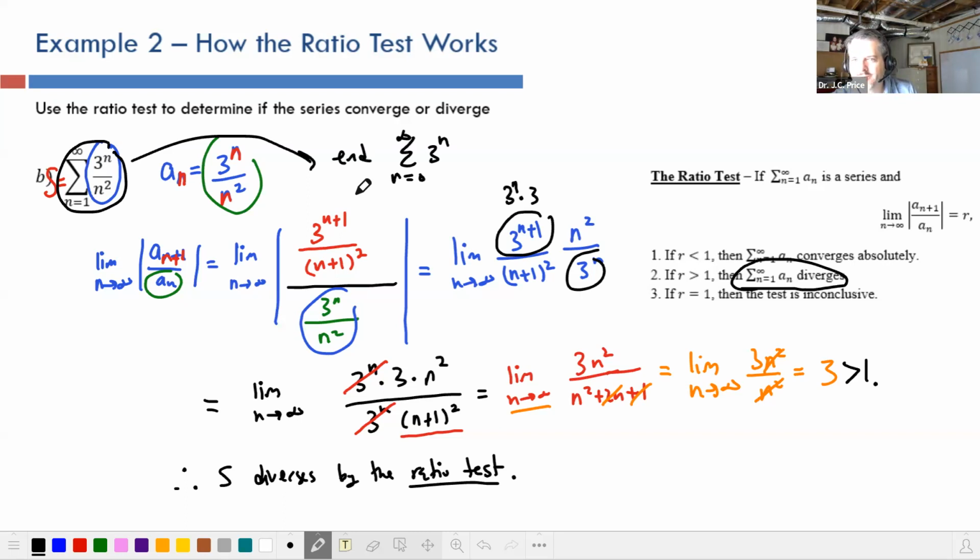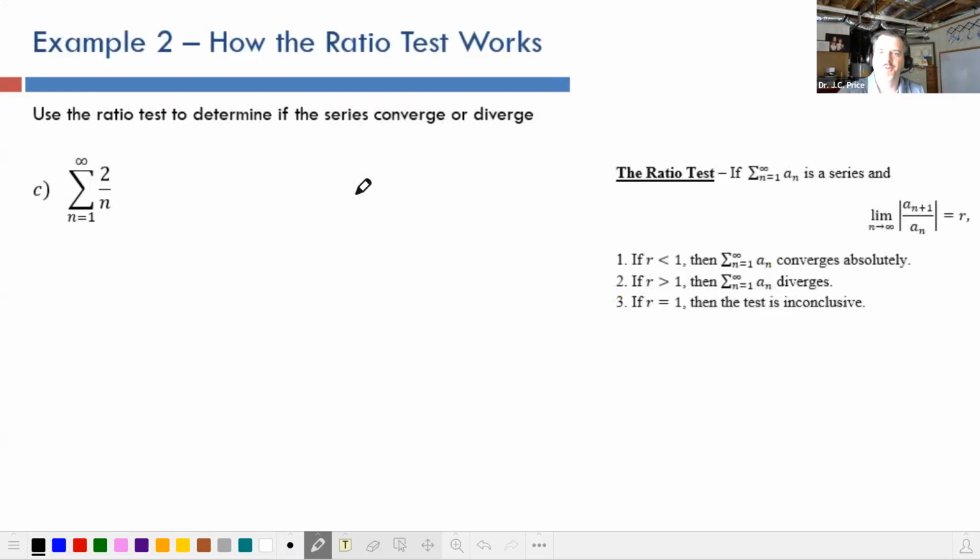Okay, what's next? We have one more left to do, I think. Let's look at this one. All right, so here's our series S. And of course, we know this diverges. We know it diverges because it's really a p-series with p equal to 1, but we want to use a ratio test on it.